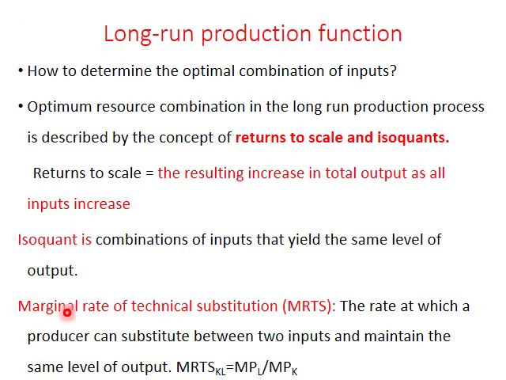And the other concept is the marginal rate of technical substitution, which is defined as the rate at which the producer can substitute between two inputs. There are two inputs and the producer can substitute one input with the other. So this is what we call the marginal rate of technical substitution.